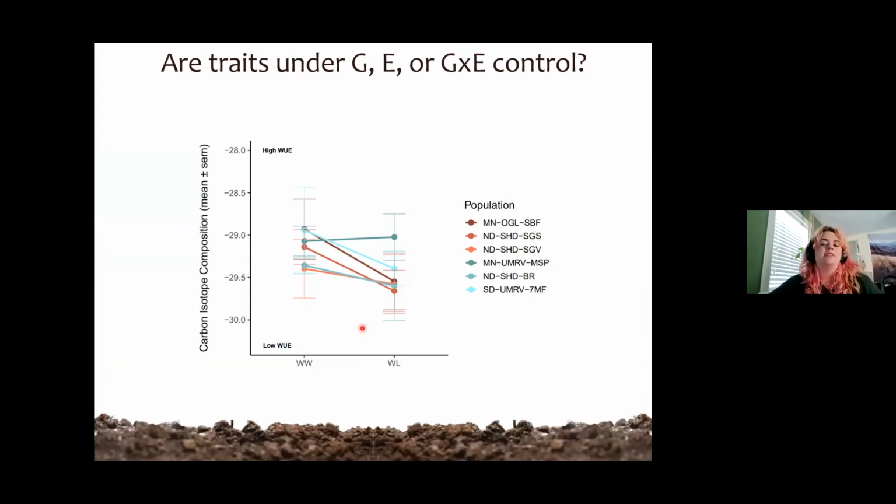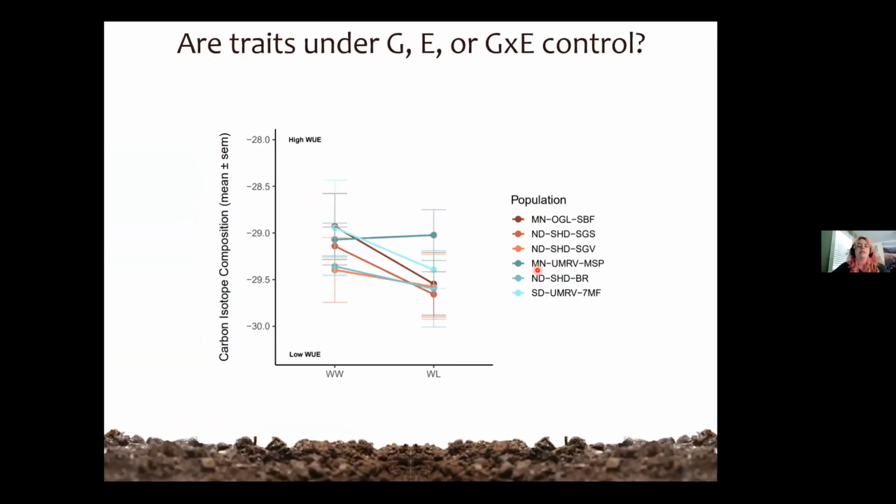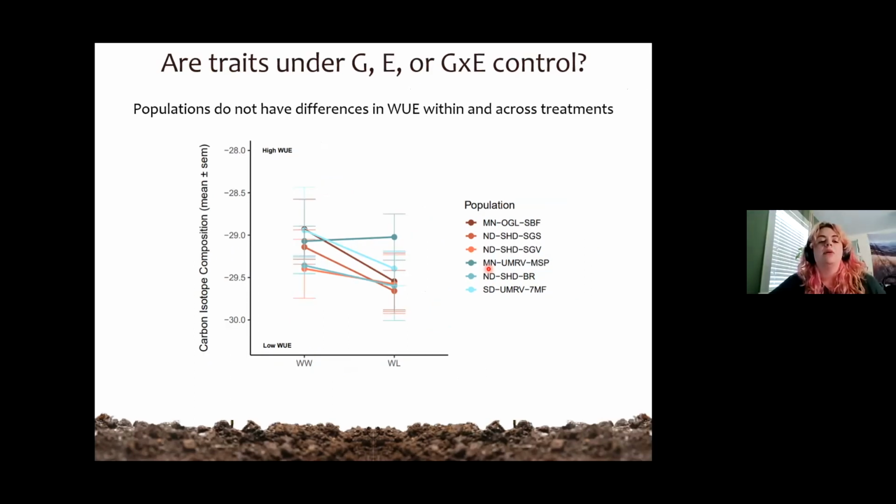So we're going to start with water use efficiency once again. Shown on our x-axis, again, we have the well-watered treatment and the water-limited treatment, and then we have the carbon isotope composition on the y-axis. Looking at this graph, it looks like some populations have a steeper slope than others, which could potentially indicate a G by E situation. However, due to that variance surrounding our population means, we did not find genetic differences between our populations for water use efficiency, and we also didn't see it change across water environments at the population level.